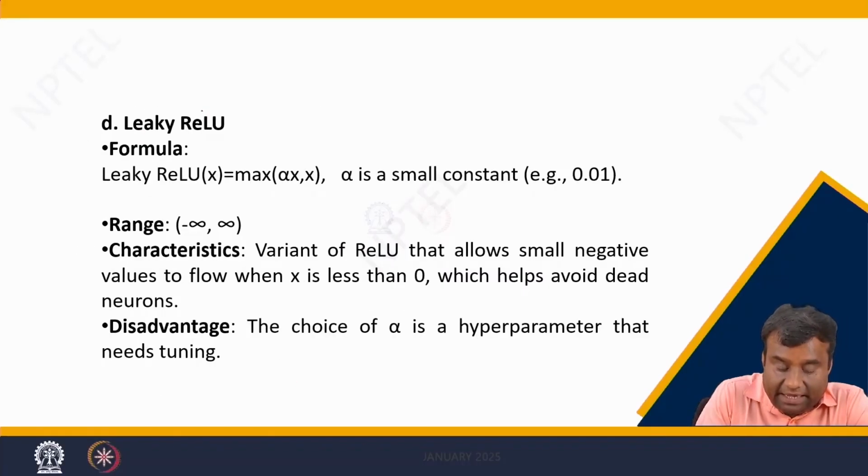Next one, leaky ReLU. Formula for leaky ReLU: f of x is maximum of alpha times x and x, where alpha is a small constant. Range: minus infinity to plus infinity.